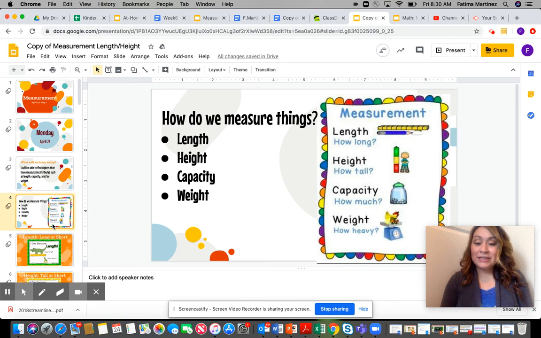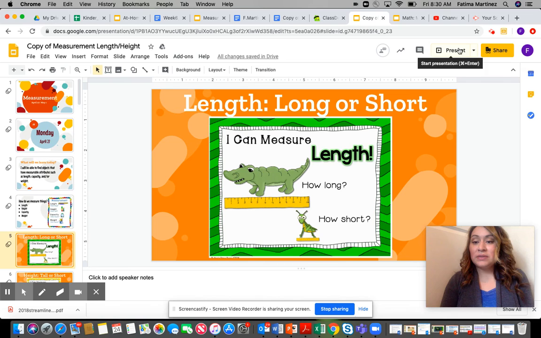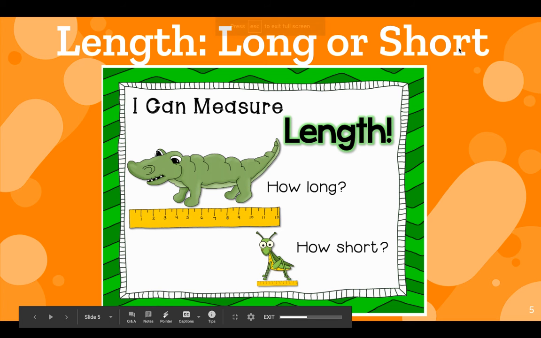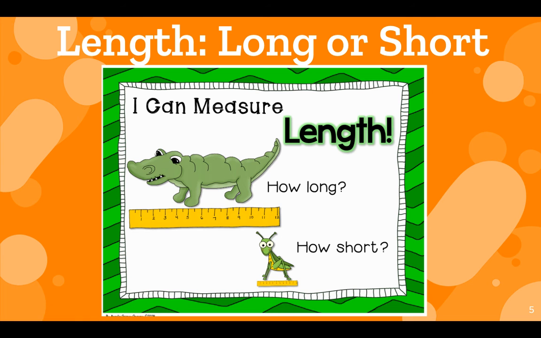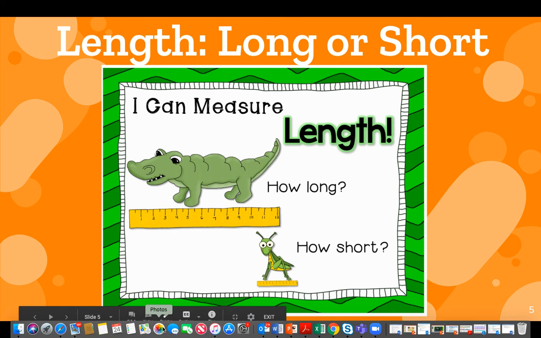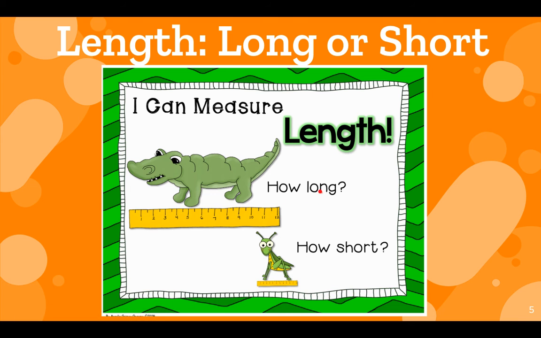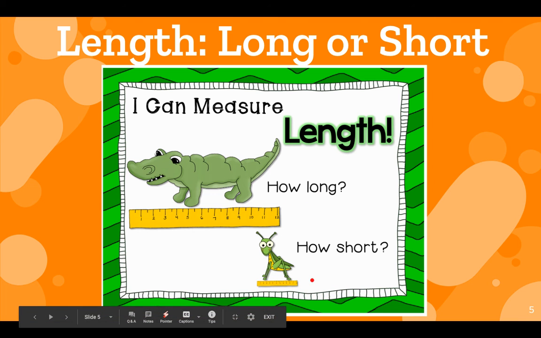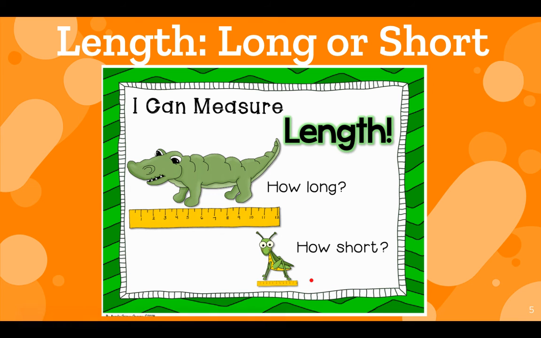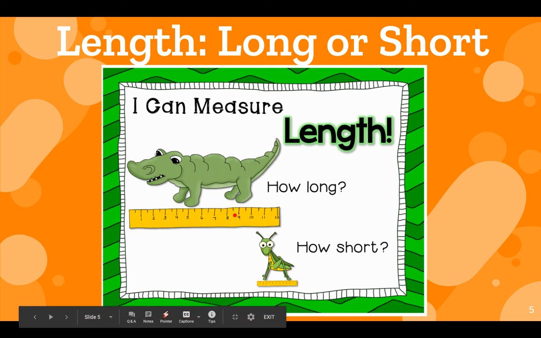All right, my friends, let's keep moving forward. And let me put this in present mode so you're able to see it better. And here we go. So length is how long or how short something can be. And like I showed you, we can use a ruler to see how long something is and how short something is. But we don't always need a ruler. We can also look at the two things and say, this one is going to be definitely longer, and this one is going to be shorter.